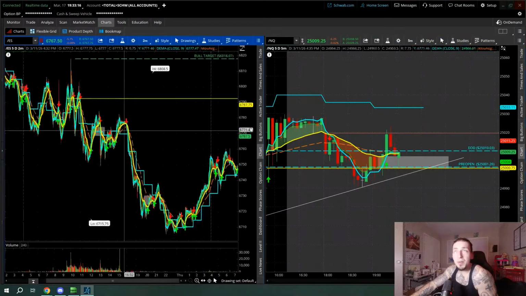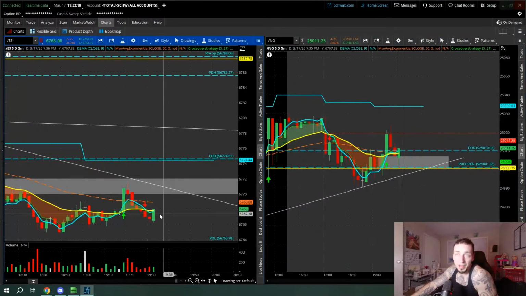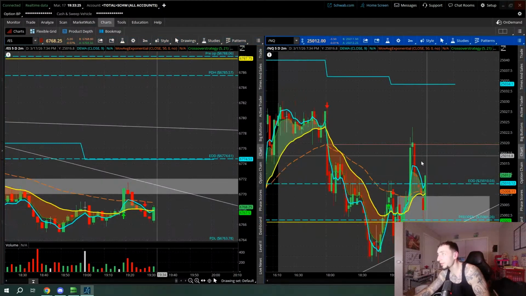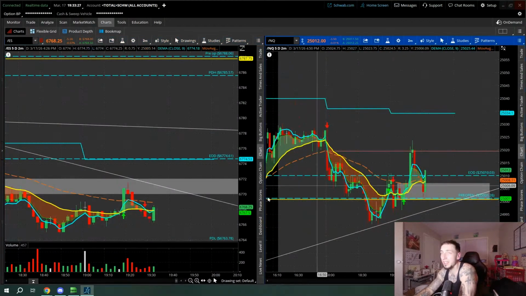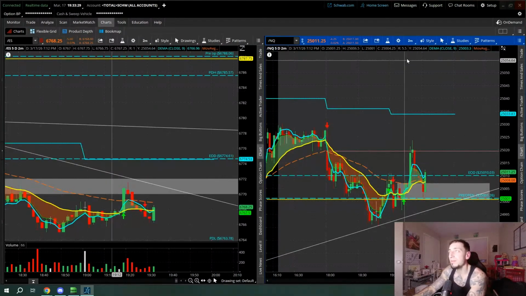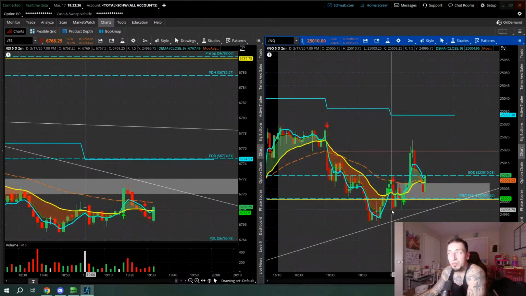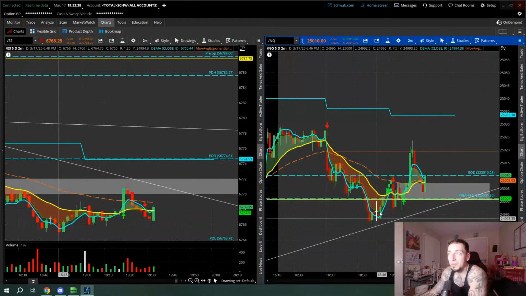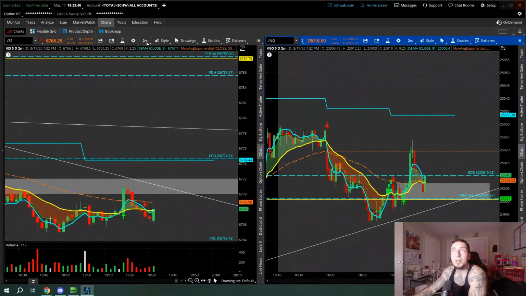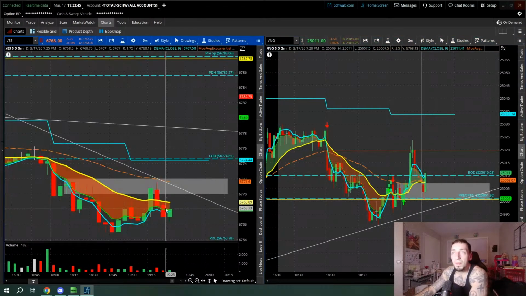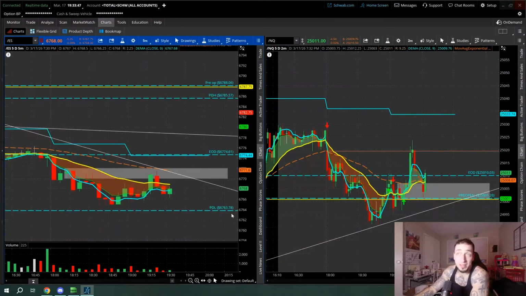Honestly, I'm going to watch ES for never mind. NQ is starting to look a little pretty right here, right off the key level. There's no rhythm to it. You know what I'm saying? There's just no rhythm right here. I'm liking ES to the downside, if anything.